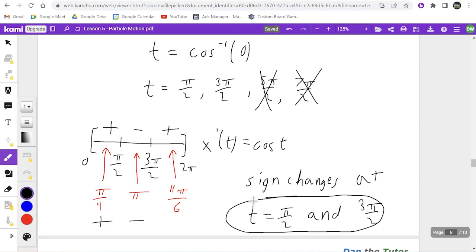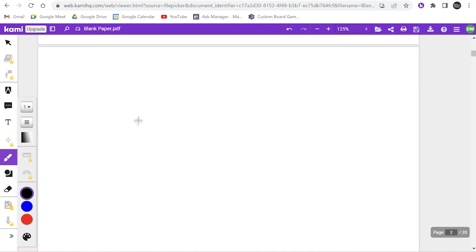Now here's the question. What would it mean if, for instance, I had 2 positives in a row? Like let's say here, I draw another number line, and I have 2 positives in a row. Basically what this would mean is, imagine you're driving in a car, you're going forward, you come to a stop at a red light, and then you go forward again when it turns green. That's not changing direction, that's still going forward. So that's why that circumstance would not be turning around.